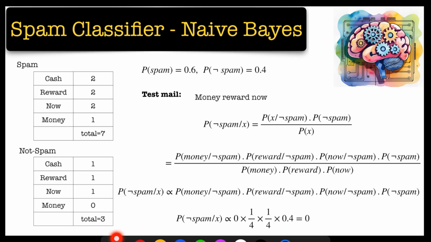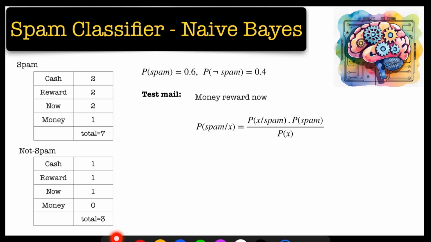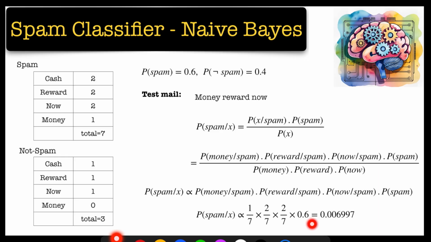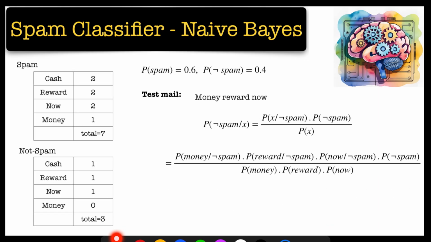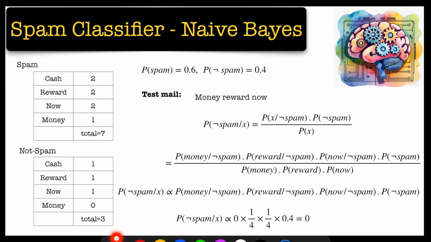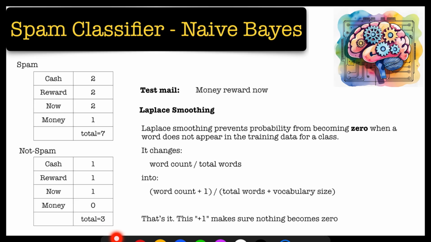Right? So for the spam class, we got this probability, and for the not spam class, we got 0. These two probabilities are not even adding up to 1. So these probabilities are not correct. So that's where Laplace smoothing comes into the picture.